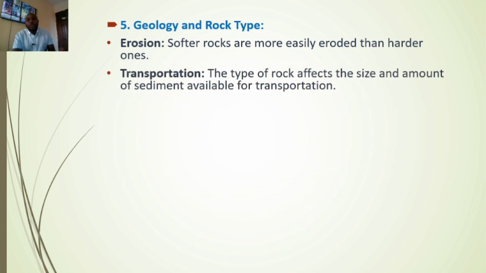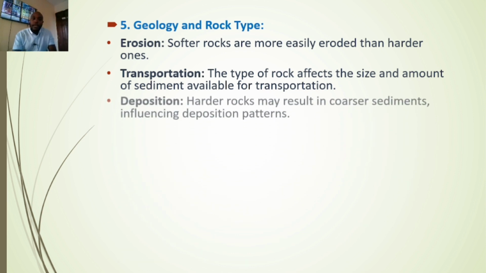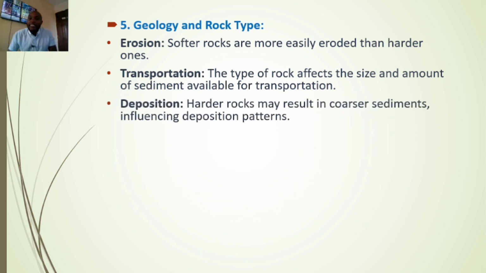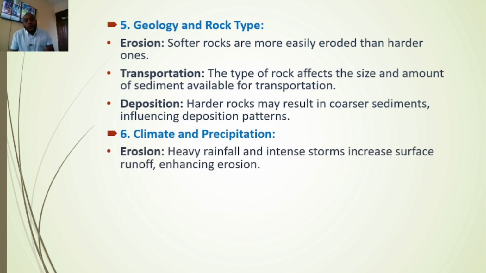And then we talk about transportation. The type of rock affects the size and amount of sediment available for transportation, because if it's hard, you won't get those sediments that can be transported. And when it's heavier, it's hard for it to be transported. Then deposition: harder rocks may result in coarser sediments. Remember, when the rocks are hard, they produce sediment that is coarse, influencing deposition patterns.